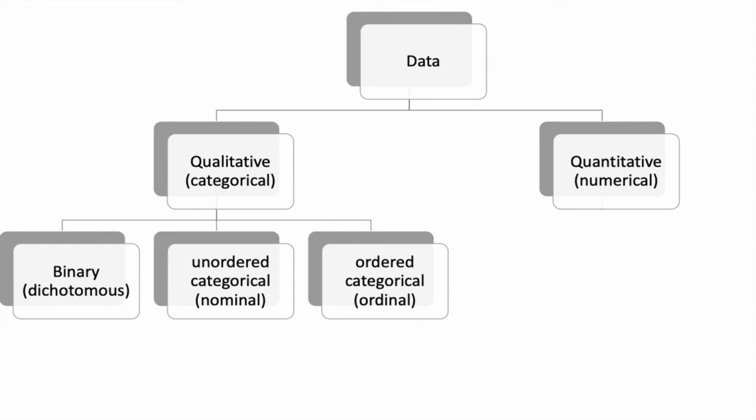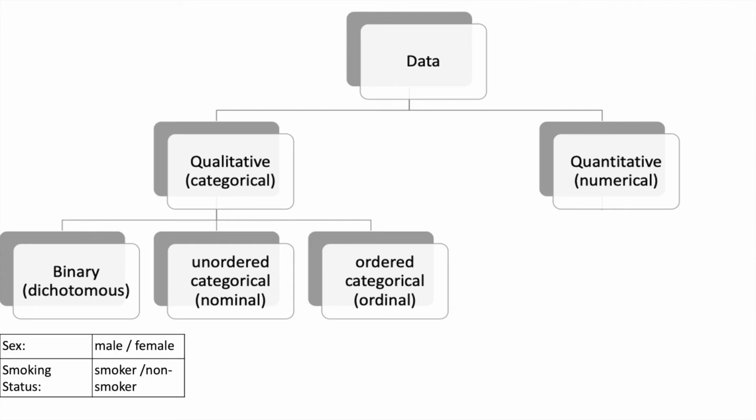The first one is binary data or dichotomous. So for example, if we're looking at the sex of the population, it could be either male or female. So it's only one of these two options. Smoking, for example, either smoker or non-smoker, right?